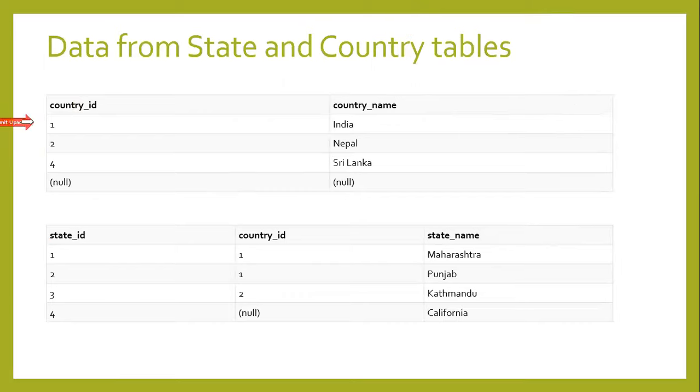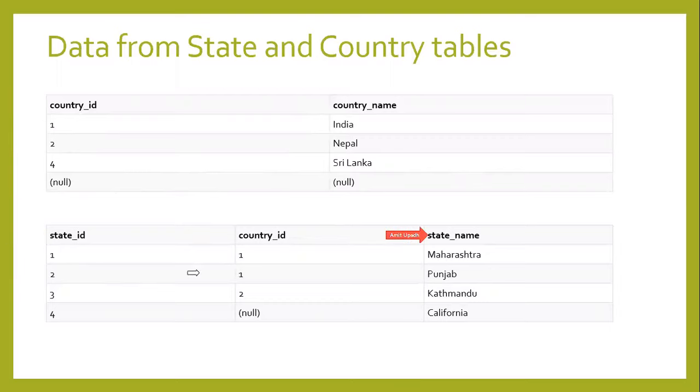And there you go. So it has your country IDs 1, 2, 4, and India, Nepal, and Sri Lanka are the countries that correspond to that country ID. You also have in this table the null values at the end of the table. So there's 2 null values there. And then you have the state ID, the country ID, and the name of the state.